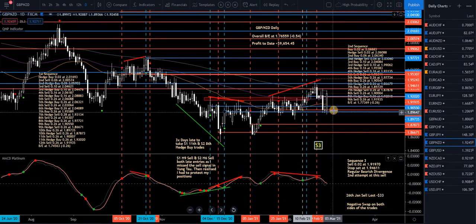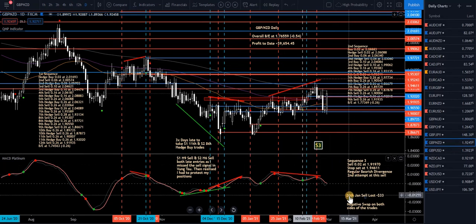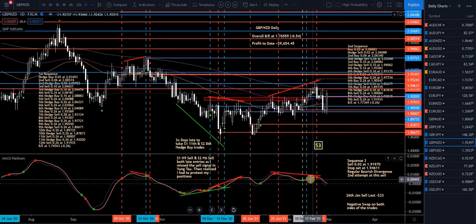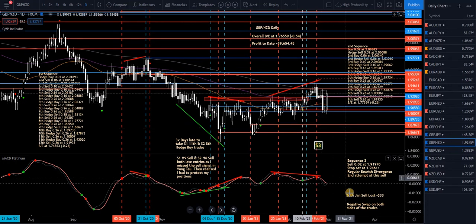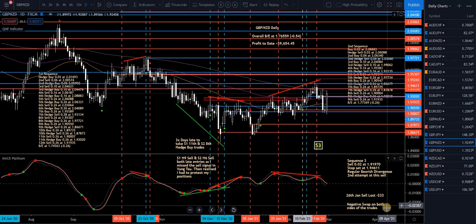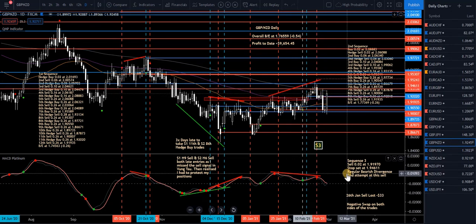Yeah, so we'll just have to see how it works out. But on the 26th of Jan, I took a sell, which was a loss. Where's that? That would have been in here. 22, 25, 26. Yeah, took a sell on this one, and it was a loss, so that's what's noted there. So my last trade was this sell here, which is good, based on it being a regular bearish divergence.